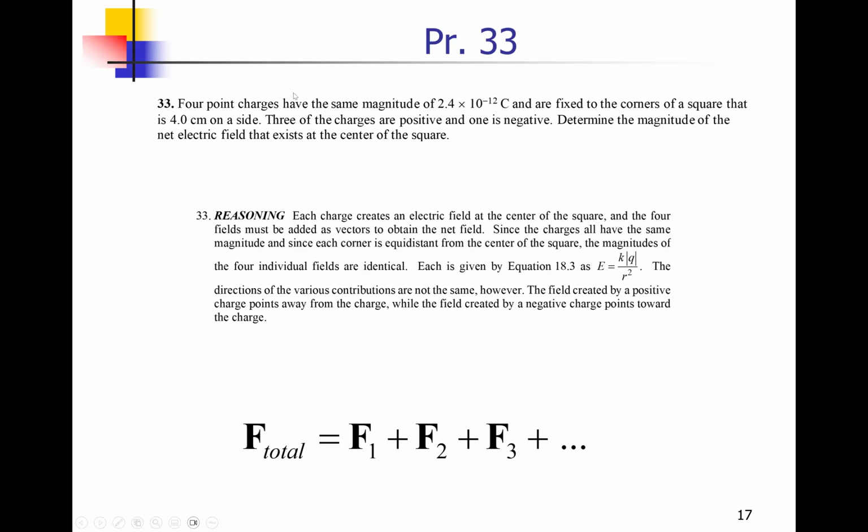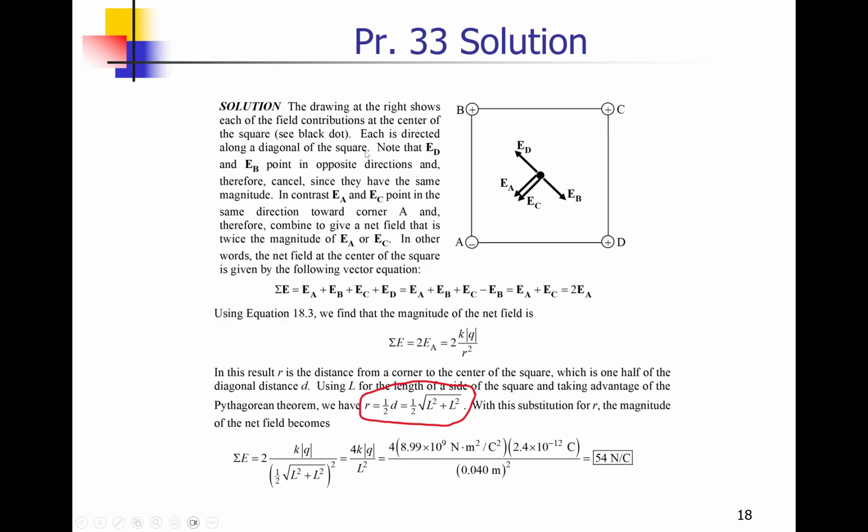Okay, so 4 point charges, they have the same magnitude of 2.4 times 10 to the power of -12 coulomb, are fixed to the corners of a square that is 4 centimeters on a side. 3 of the charges are positive, 1 charge is negative. Determine the magnitude of the net electric field that exists at the center of the square. So we can take a look at the picture here. One corner is negative, so negative A, positive B, positive C, and positive D.